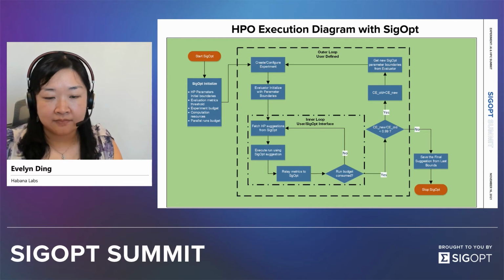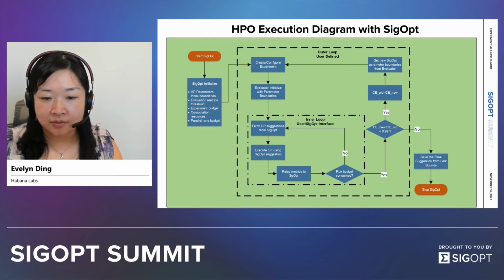Then we start to create and configure the experiment. From this point, this is our main execution plan. Our main execution plan has been divided into 2 major loops. The one in the center, the dash-dot line, is our inner loop. And the bigger one, the dash line, is our outer loop. In the inner loop, which is the user and SigOpt interface, that's when we run the experiment. We fetch the hyperparameter suggestion from SigOpt.